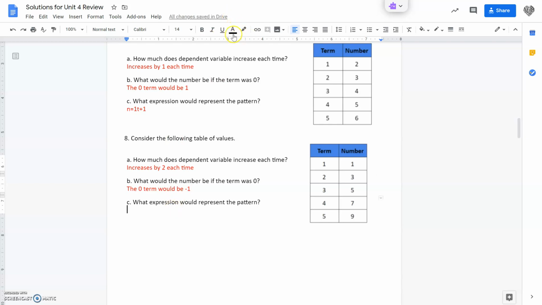So what would the equation be? We would say n for number equals, because we're increasing by 2 each time, 2 times the term, and then we could say plus a -1, or just -1. So we'll stop there for now, and then check out the next video where we'll continue on with number 9.